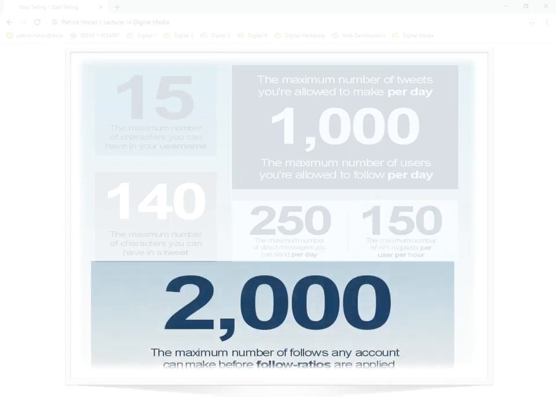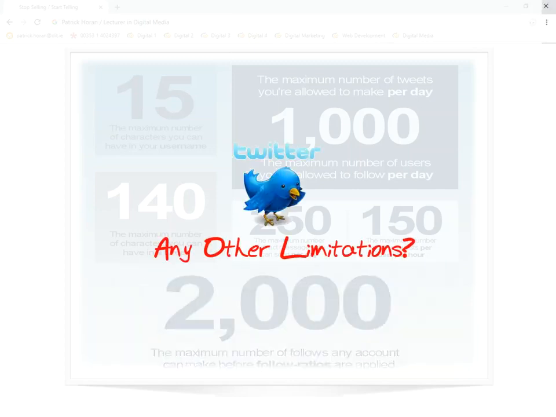And the number of accounts that anyone can follow without a follow ratio applying. What you're hoping is when you follow, they will follow you, so you'll be improving your ratio all the way through. But it says you can only follow 2,000 accounts before somebody starts following you back, and you're starting to work on the other aspects of the ratio. Any other limitation? Well, when Twitter was set up originally, it was text only.